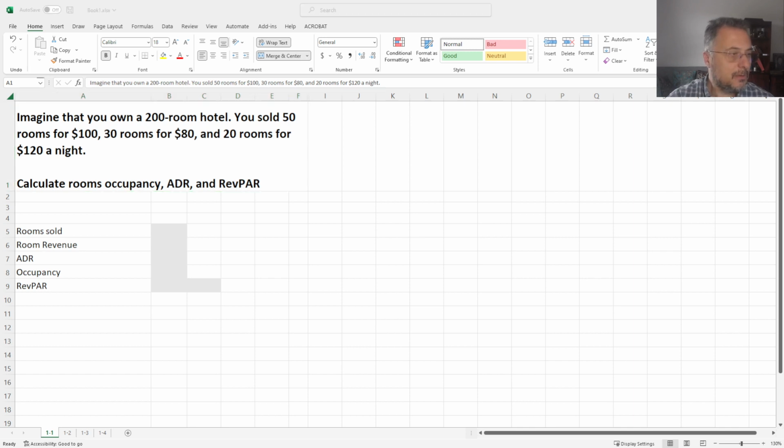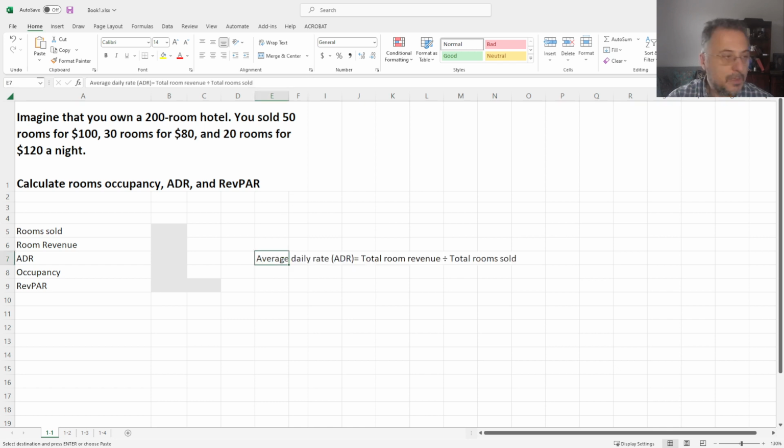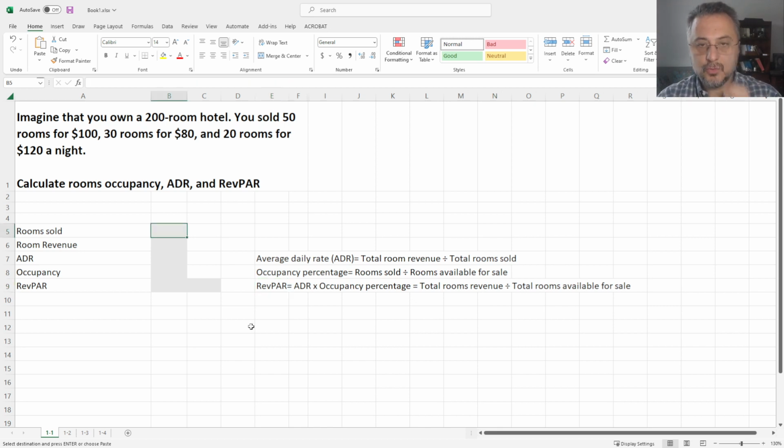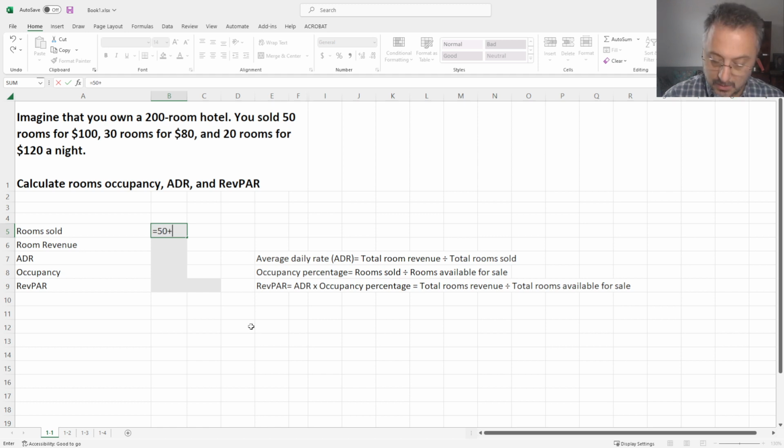Now, I am assuming you did some calculations, and let me copy these formulas here. Okay, now let's start with the rooms sold. It is very basic. There's 50 rooms, 30 rooms, and 20 rooms. Now room revenue with different rooms sold with different prices.